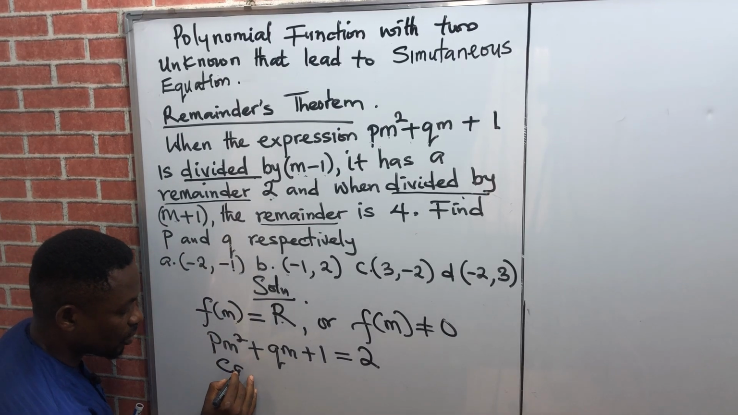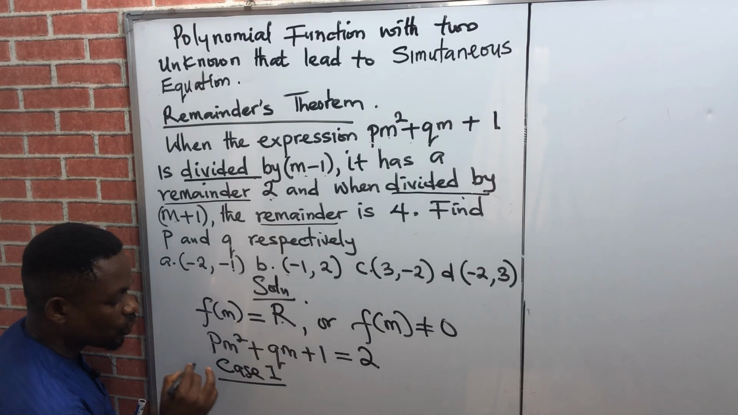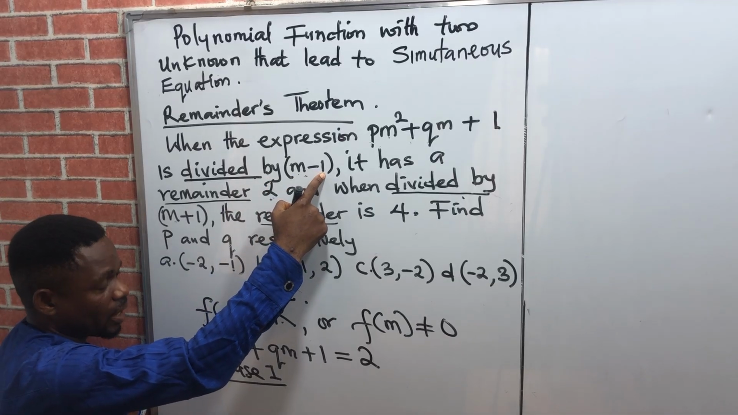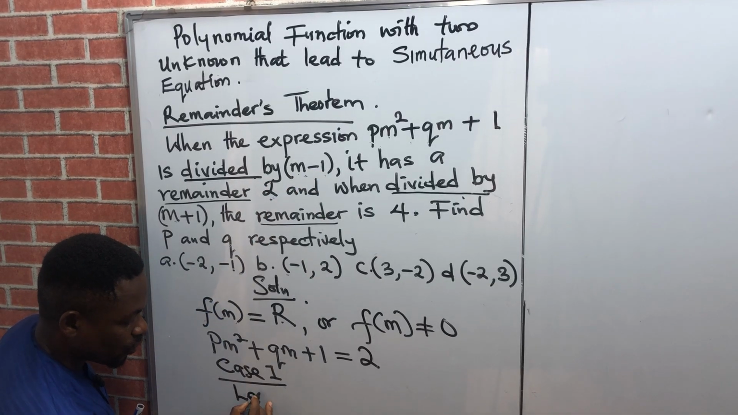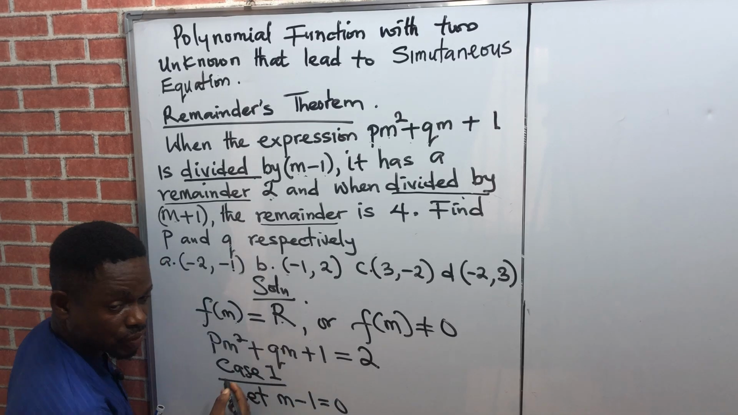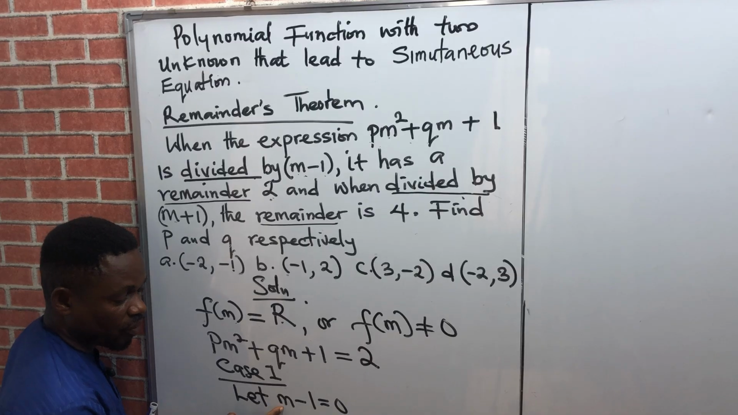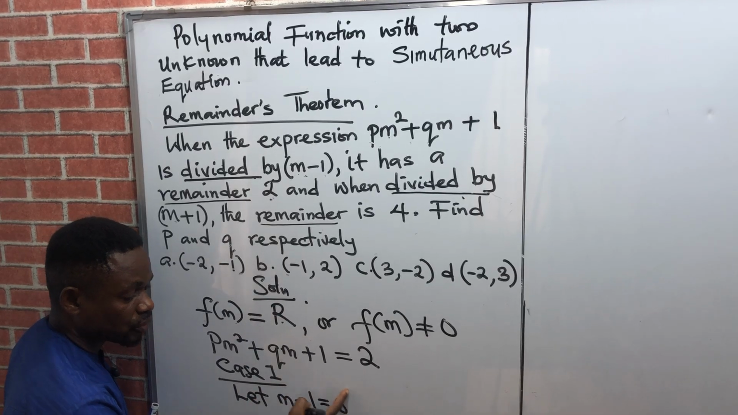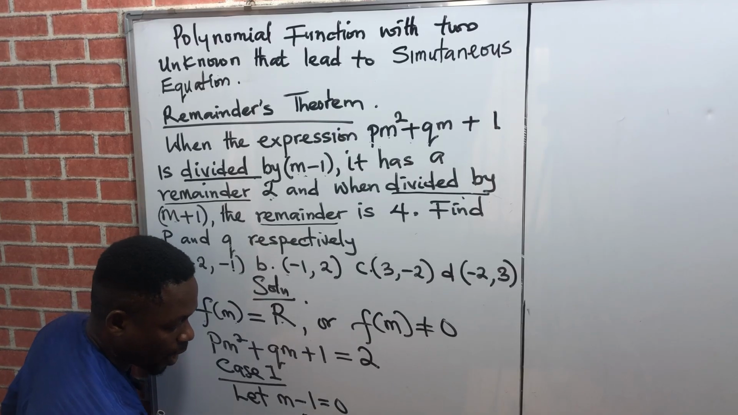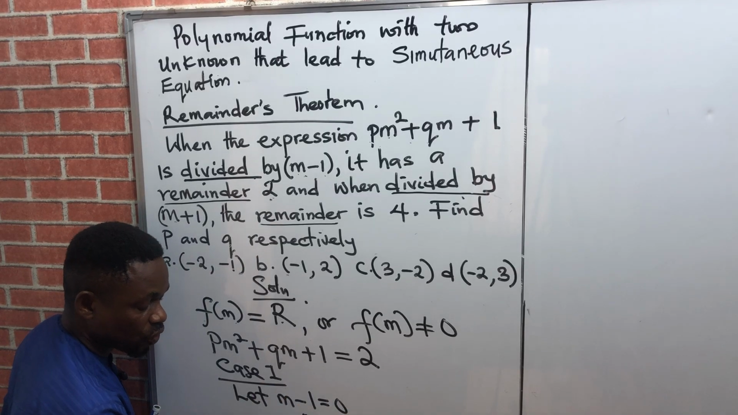The first divisor is tagged as case 1. So how do we generate it? It is divided by m minus 1. So the law is this. We now say let m minus 1 be equal to 0. What is our target here? It is to make m the subject of the formula. So I'm crossing minus 1 to the right hand side so that m will now be alone. It is now equal to 1. How is it 1? Because when minus moves to the right, it will give you plus 1.